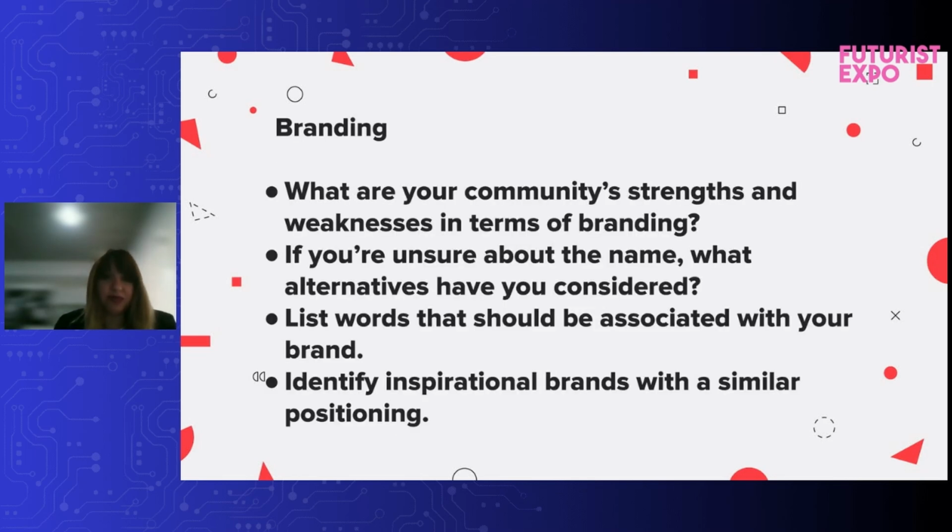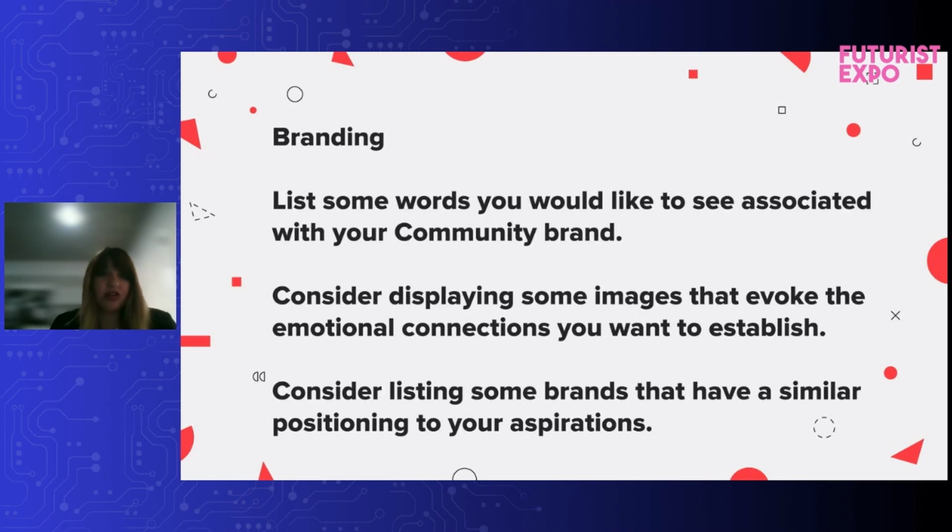The next thing, of course, since communities are like products, is you have to think about the branding. You have to ask, what are your community's strengths and weaknesses in terms of branding? If you're not sure about the name of your community, what alternatives have you considered? You can use ChatGPT or AI tools for that, and list words that should be associated with your brand. What type of brand do you want? Is it a young brand, a cool brand, or a more institutional brand? You also have to identify your competitors, and identify inspirational brands with a similar positioning, even if those brands have a different type of product or mission.